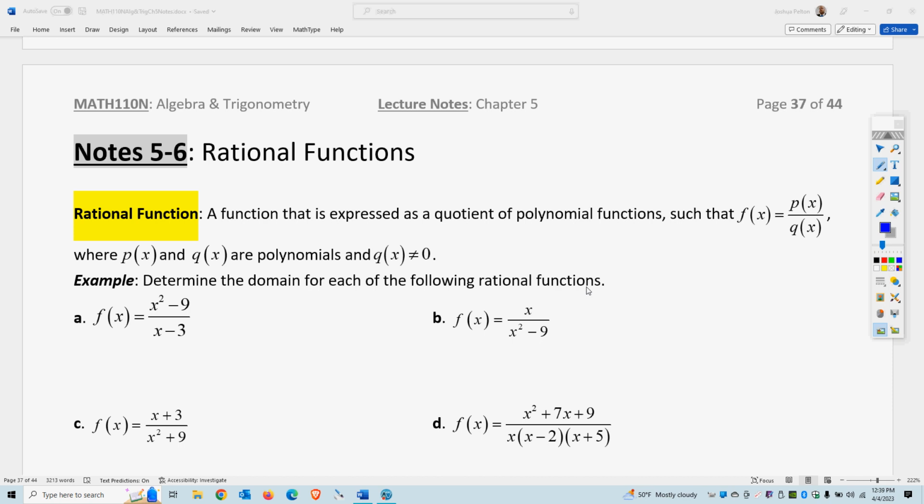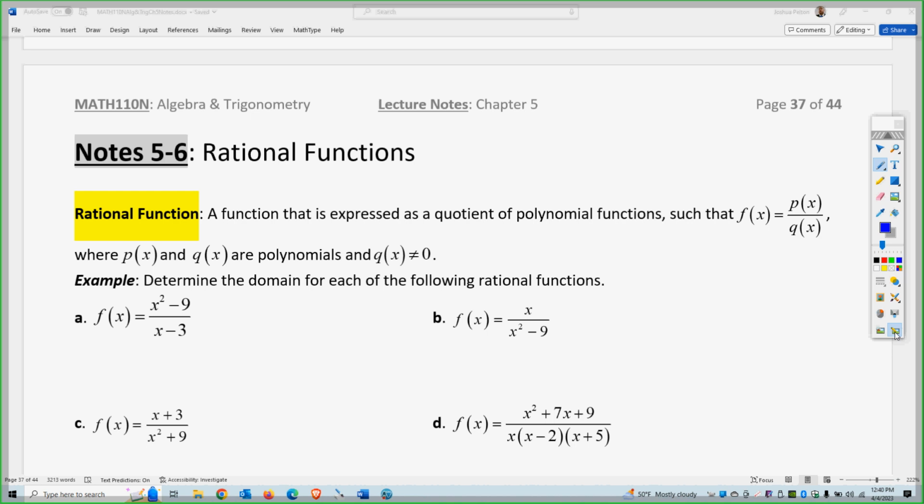This is Professor Pelton. This is part 1 of chapter 5, section 6. So we're going to talk about rational functions. Essentially a rational function is when you have a ratio, which is the first part of the word, ratio. So you have a function over a function essentially.